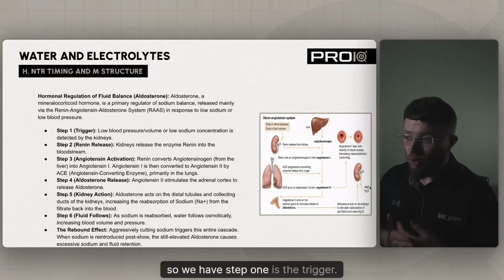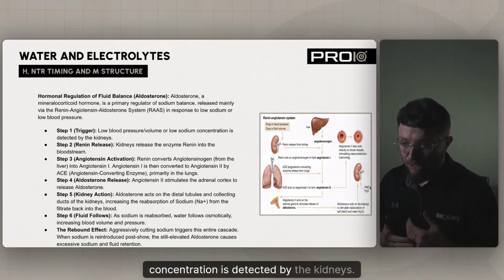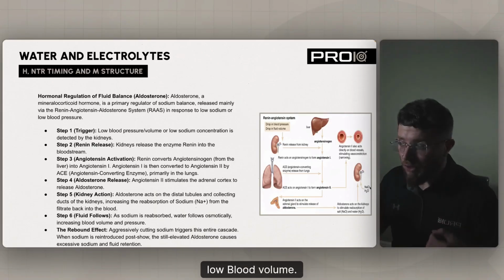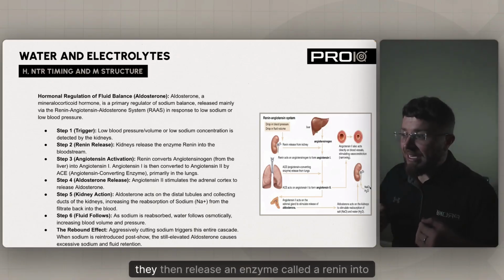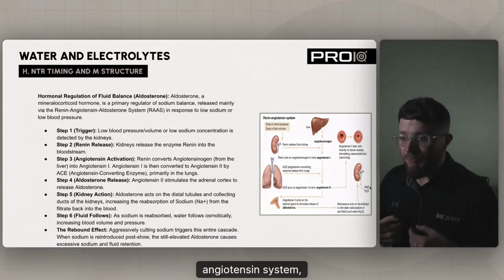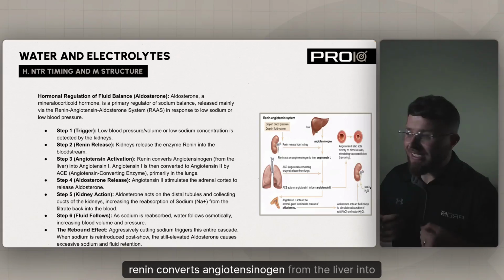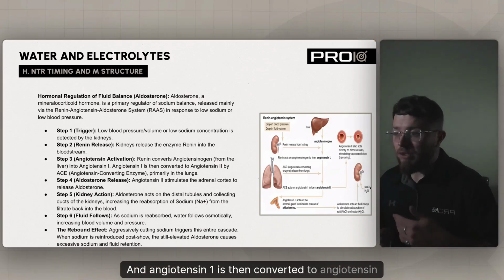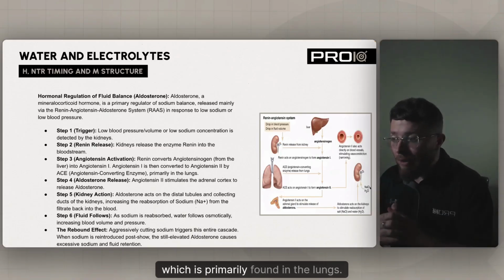Okay, so step one is the trigger. Low blood pressure or volume or low sodium concentration is detected by the kidneys. Again, look at that low sodium concentration, that idea of a low blood pressure, low blood volume. That's kind of the trigger that is then detected by the kidneys. When the kidneys detect that, they then release an enzyme called renin into the bloodstream. This is what gives the idea of the renin-angiotensin system, because step three in this process is angiotensin activation. Renin converts angiotensinogen from the liver into angiotensin 1, and angiotensin 1 is then converted to angiotensin 2 by ACE, which is angiotensin-converting enzyme, which is primarily found in the lungs.